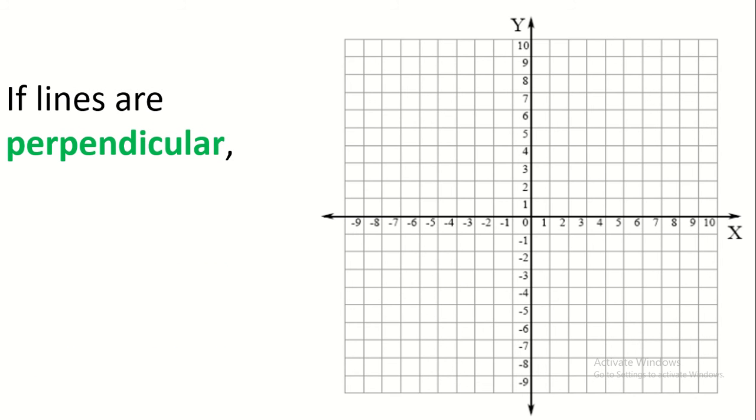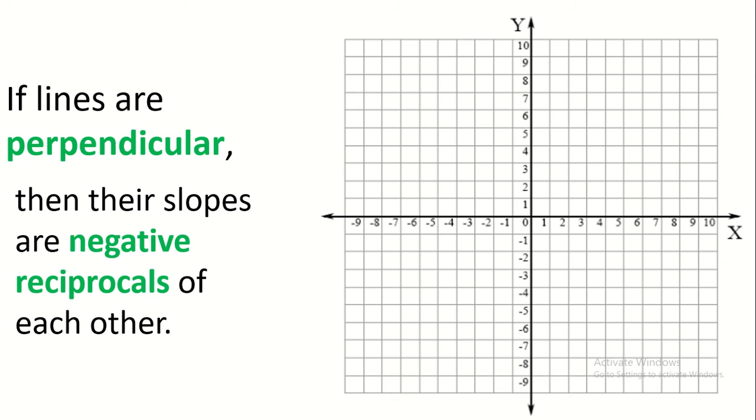However, if lines are perpendicular, that means that they form a right angle, then we can say that their slopes are negative reciprocals of each other. We also refer to this as flip and switch. Flip and switch because we flip or interchange the position of the denominator and numerator, and then we switch or change the sign because we're getting the negative reciprocal.